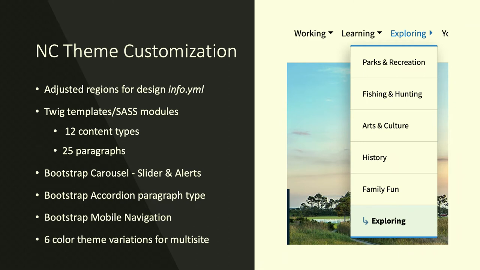Yeah. So once you've got it installed, just some of the things that we had to do, and I'll talk a little bit about some of the initial configurations. We had to adjust the regions that we were using in the info YAML file. For us, we had around a dozen content types and about 25 paragraph types that we had to go through and create the Twig templates and all the SASS for.